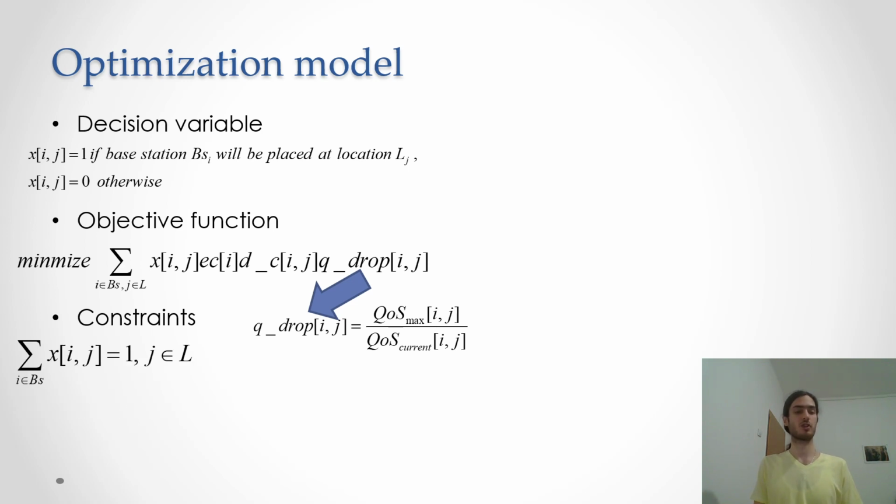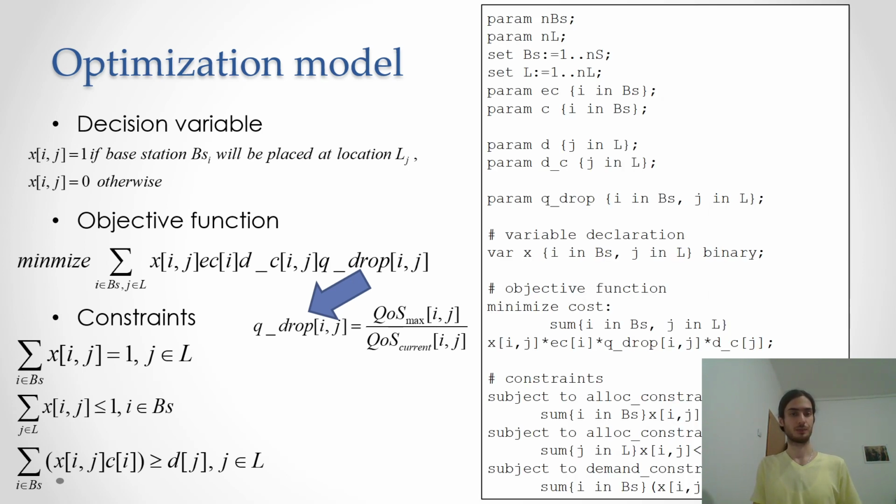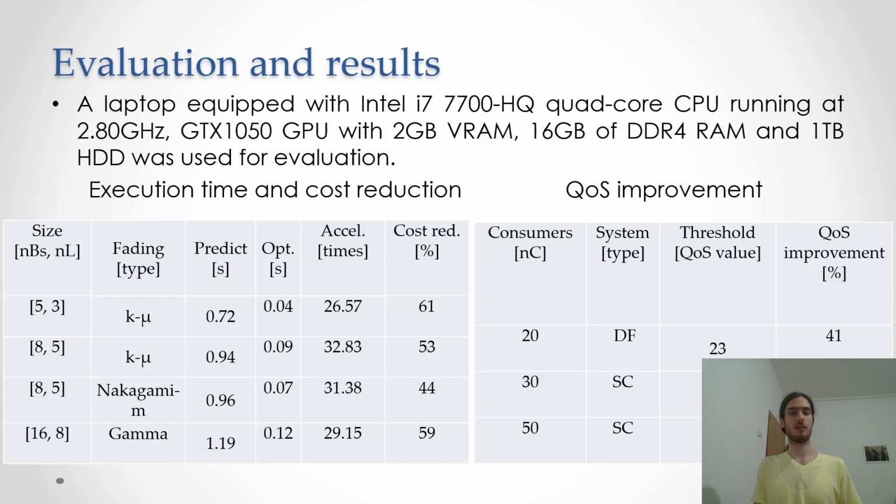There are three constraints. The first constraint says that each location must have exactly one base station. The second constraint says that each of the available base stations can be located at most at one location. And finally, the last constraint says that we have to satisfy the consumer demand at each location by providing a base station that is able to do that. But the value D, that is the demand, is a predicted demand that is the output of the deep learning based prediction module. And now on the right, you can see the AMPL code that implements the described model. Now let's see evaluation and results.